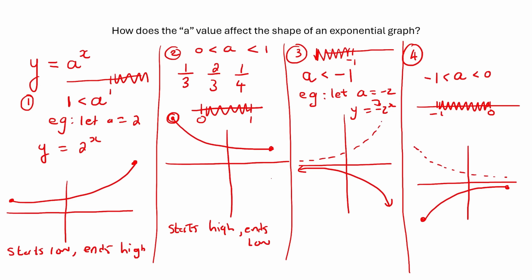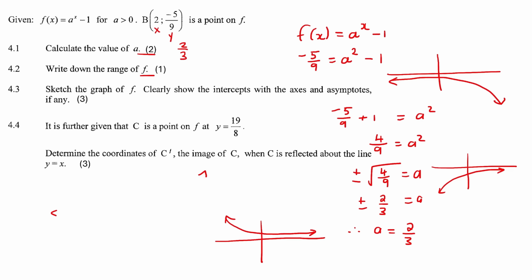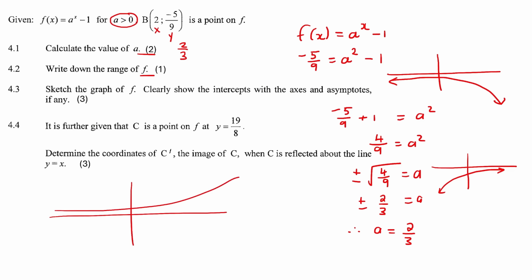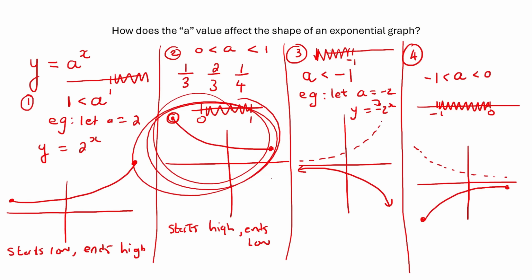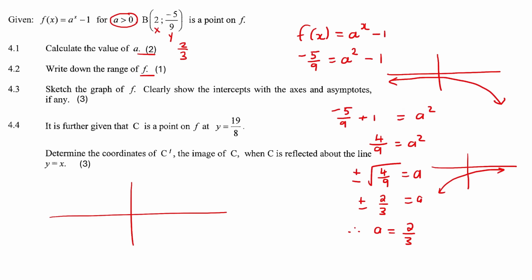Let's go back to our example. So we now have our 4 scenarios. They told us that A is any number bigger than 0, but that doesn't really help us, because that means it could either go like this or it could go like that. But we worked out A as 2/3. If you type it in on your calculator, it's like 0.67. So it's the scenario that is between 0 and 1. So it's this scenario over here. That's what the basic shape is going to look like.